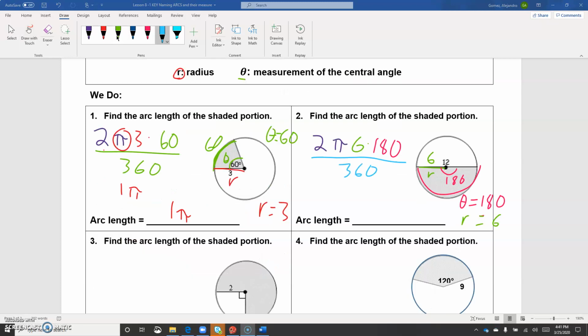Okay, so this one is a little bit different because they give you the diameter. So I found the radius, which is half the diameter. So if the diameter is 12, the radius is 6. Theta is going to be half a circle, so it's 180. I plug it into the formula. Remember, in the calculator, I'm just going to ignore the pi.